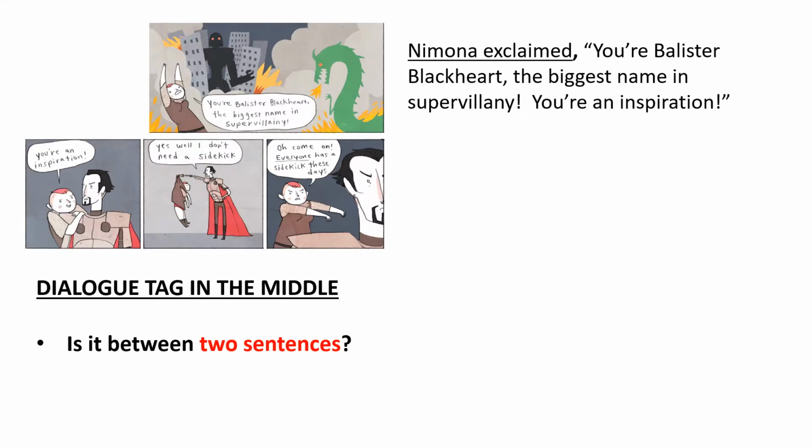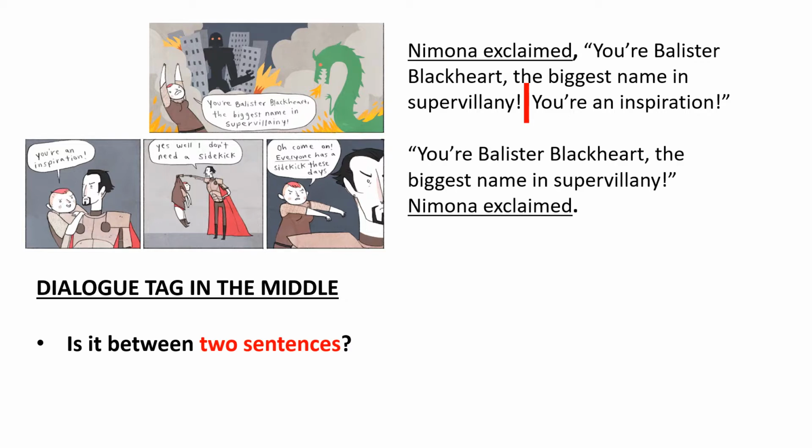Here's the tag at the beginning, and we want to move it into the middle. First, we need to decide where a good natural break would be. I see one between the two sentences. I'm going to move the tag to the place where the red bar is. I start with the idea that now I'm just writing a sentence with a dialogue tag at the end. I use the same rules as a dialogue tag at the end. So I have the exclamation point, and then I put the dialogue tag at the end.